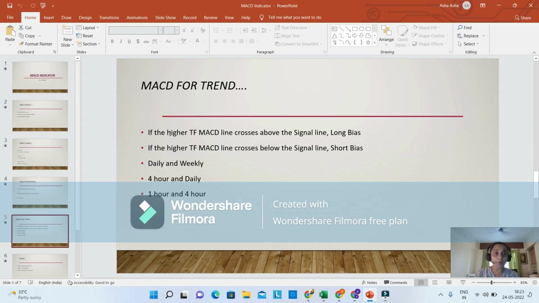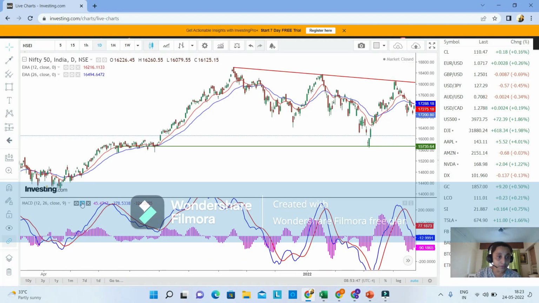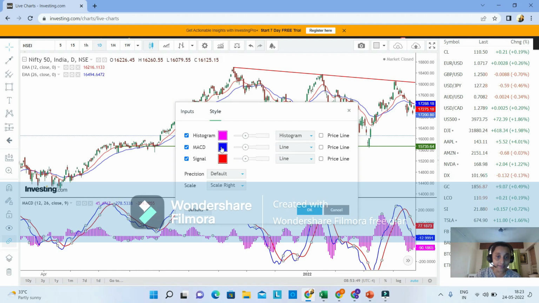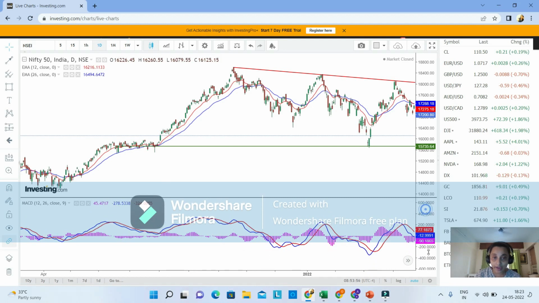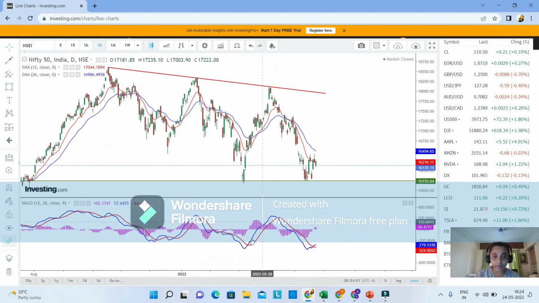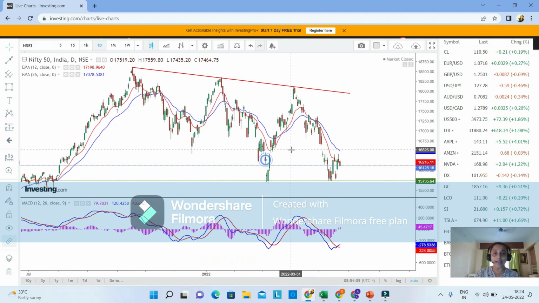Now we talked about the higher time frame MACD line, right? So if the higher time frame MACD line crosses the signal line, so if I go to this, the higher time frame MACD line is the blue line, right? If it crosses the signal line, so here, see, it crosses the signal line. Whenever the higher time frame MACD line crosses the signal line, you can say that we are in an uptrend. This is what we normally do. This is how we trade normally using MACD.